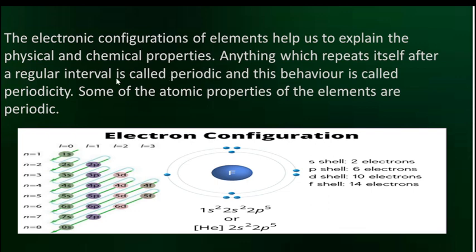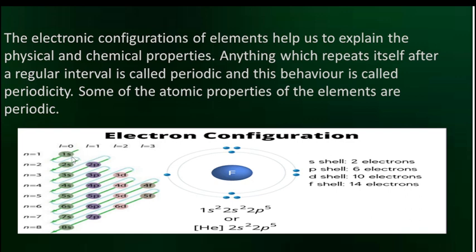That is, when properties repeat themselves after a regular interval, it is called periodic, and this behavior is called periodicity. What is periodicity? The properties of the elements in the periodic table which repeat after a regular interval are periodic, and this behavior is called periodicity. Some of the atomic properties of the elements are periodic.